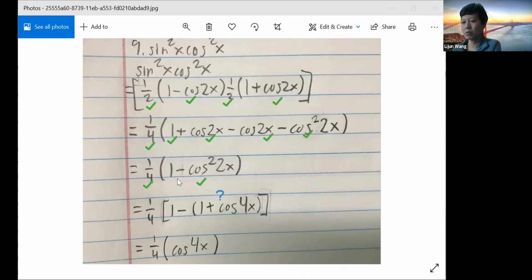I want everybody to grade this with me. From here to there, something is missing. What is missing? There's supposed to be a half in front of the parentheses. That's right. 1/2 is missing.